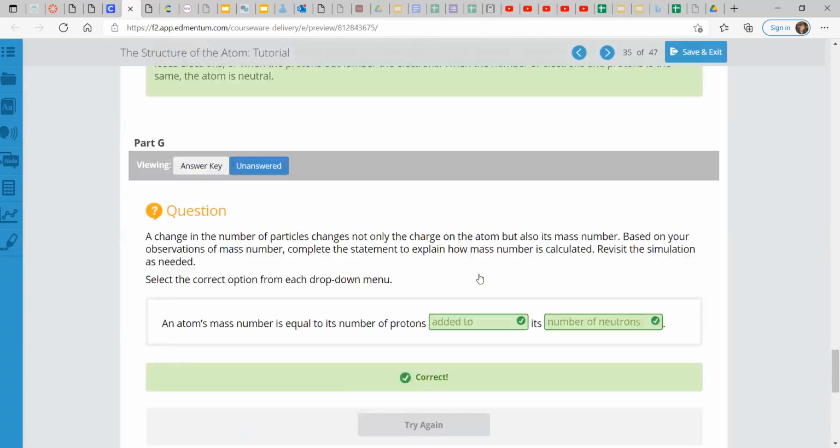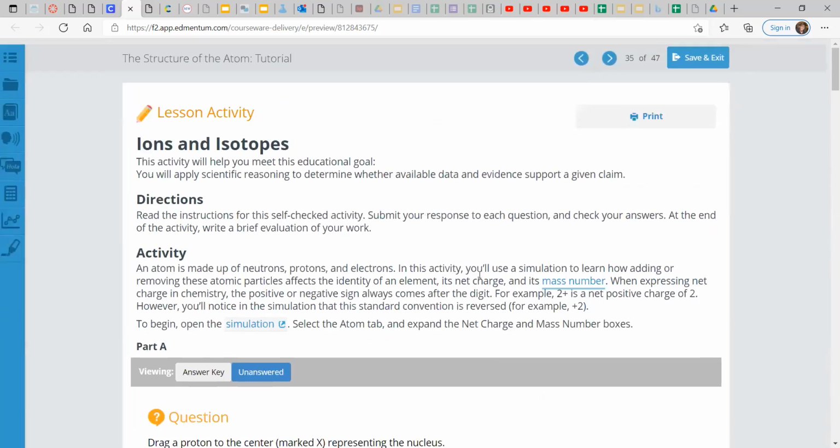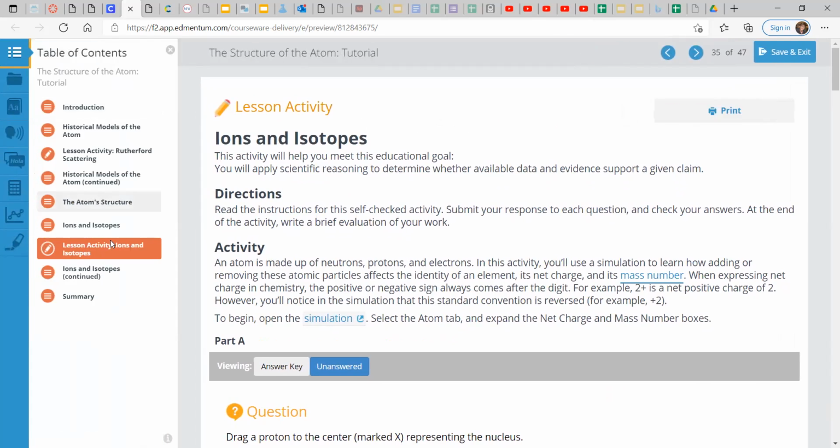And that's it for the lesson activities in the structure of the atom. If you have any more questions, please let me know. Message me in Canvas, and I will help you out as soon as possible.